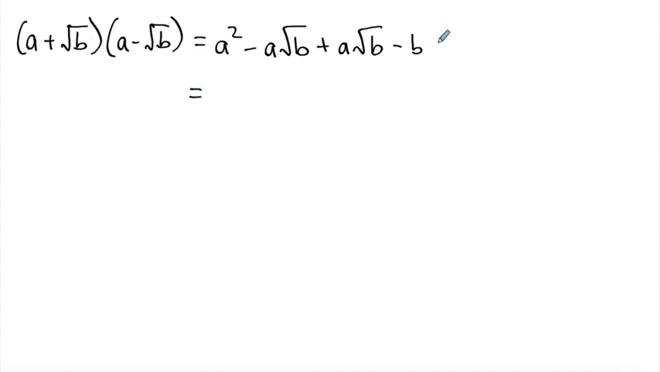So what do we get here? Well, we're going to get a squared, and the minus a root b plus a root b cancel each other out because those are opposite terms, and we're left with a squared minus b.